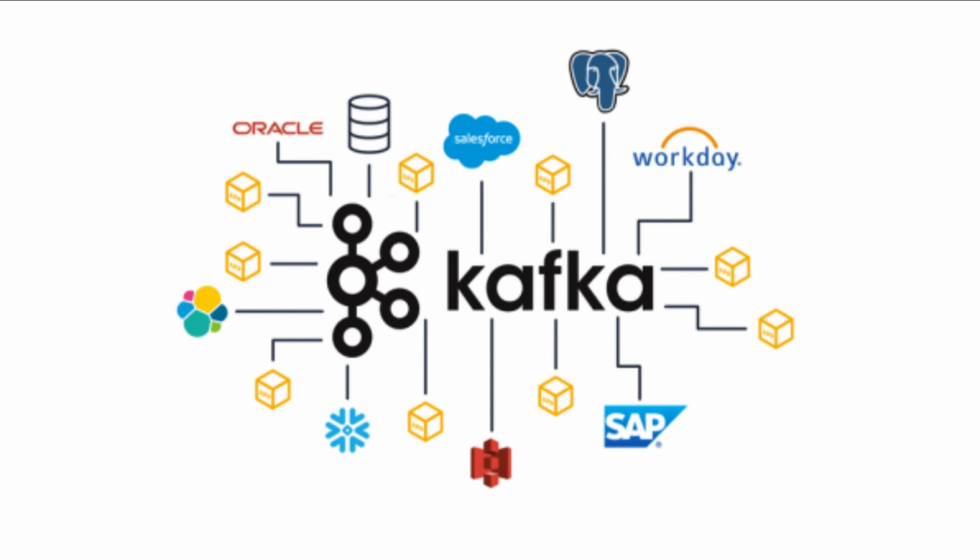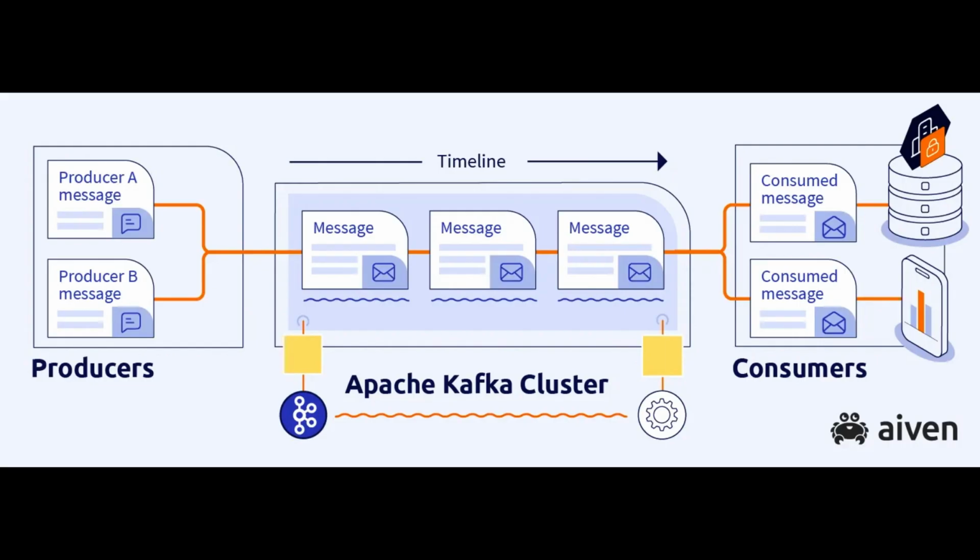Zero copy. Kafka uses a zero-copy approach, where data is read from or written to memory buffers without being copied between kernel and user space. This reduces CPU usage and improves overall performance.